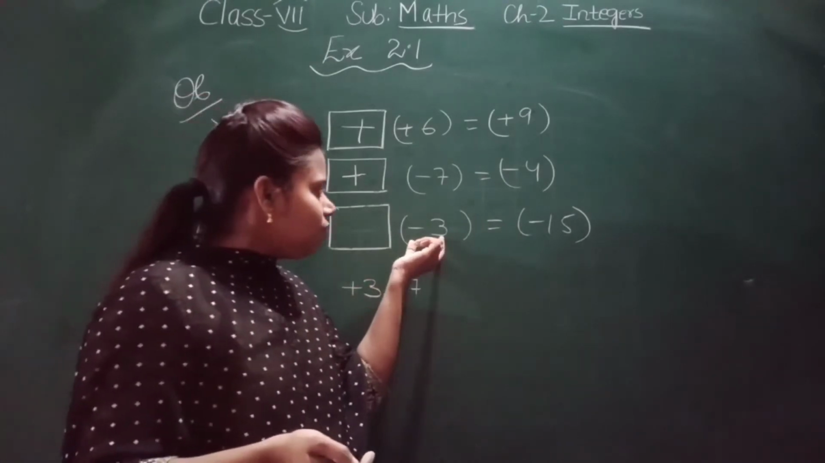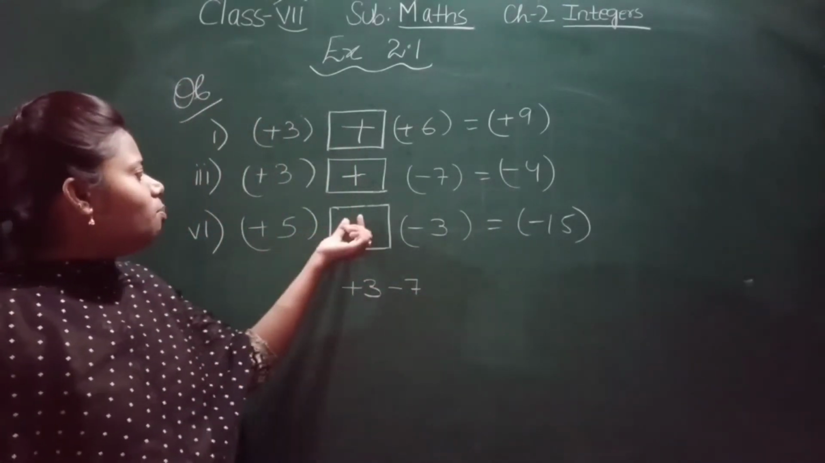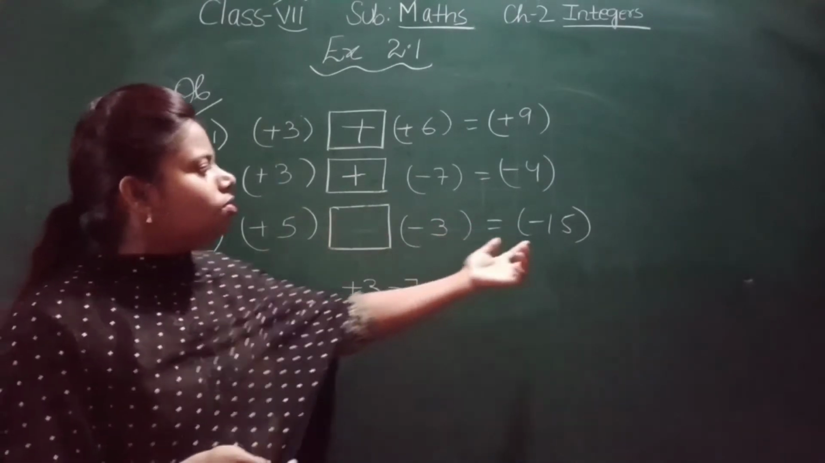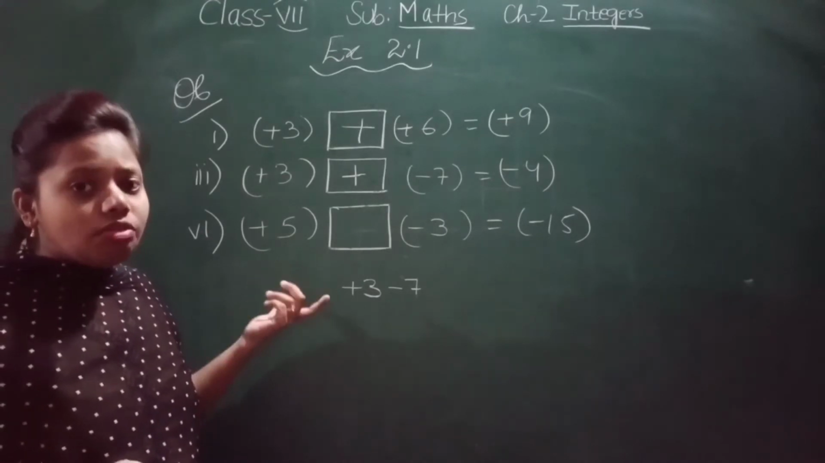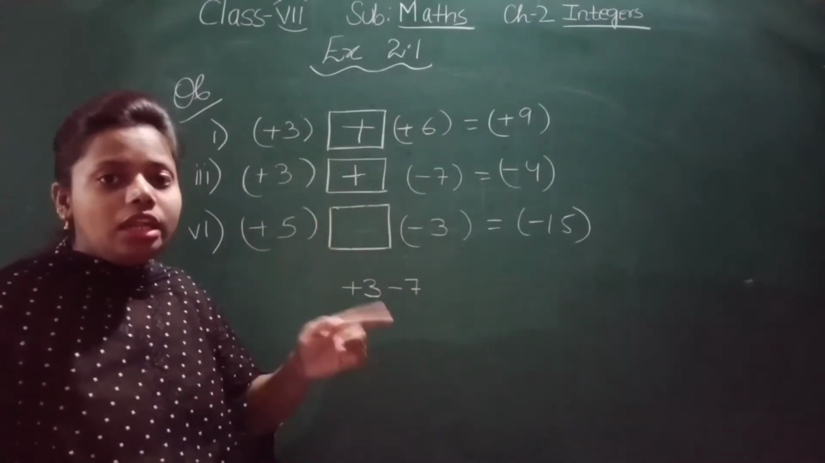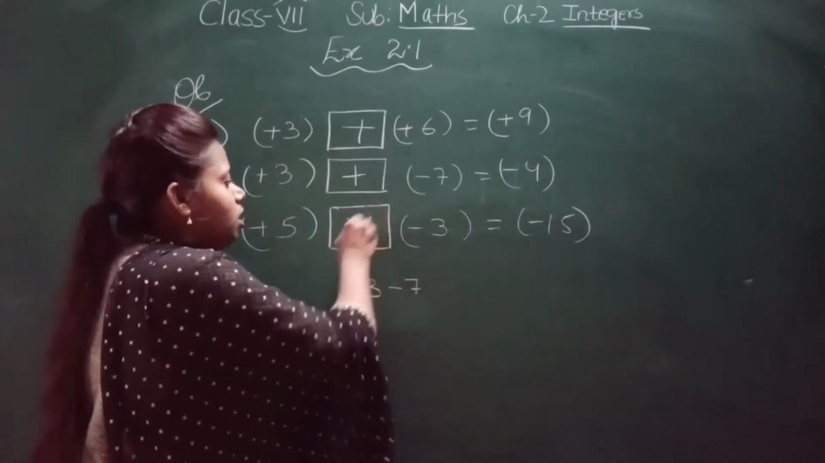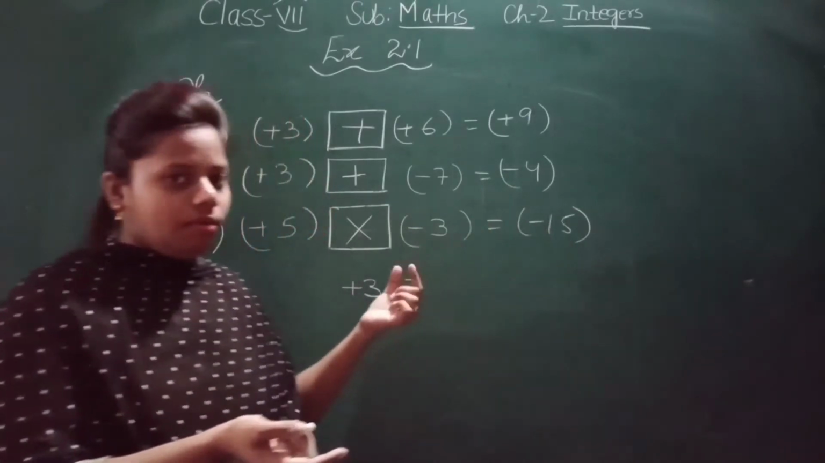This is negative 3 and the answer is what? Minus 15. That is negative. So here if I put a plus sign or minus sign, do you think that we will get minus 15? No. We will not get minus 15. So what we have to put is that we will get minus 15 only when we multiply this. So what will be there? Multiplication sign will be there. 5 3s are 15. Okay.